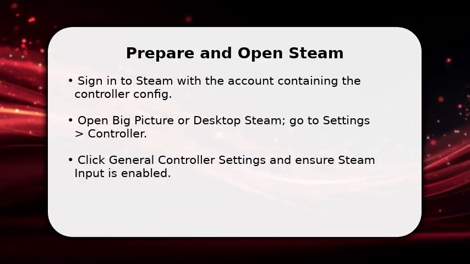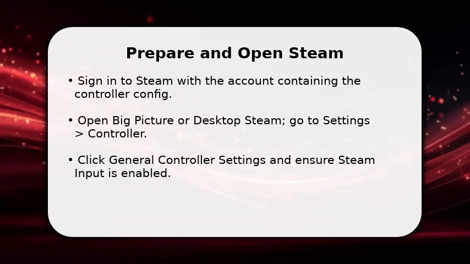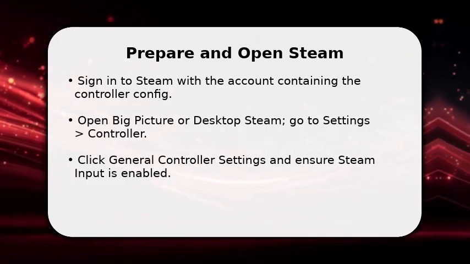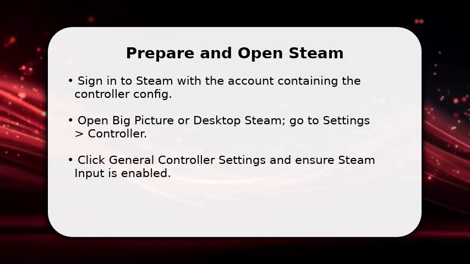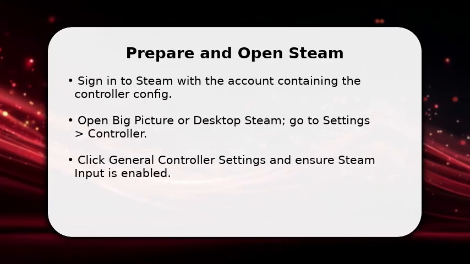You start inside Steam, sign in and open either Big Picture or the desktop client. Navigate to Settings, then Controller, and select General Controller Settings so you can see detected devices. Once done, make sure Steam Input is enabled for the controller type you used.